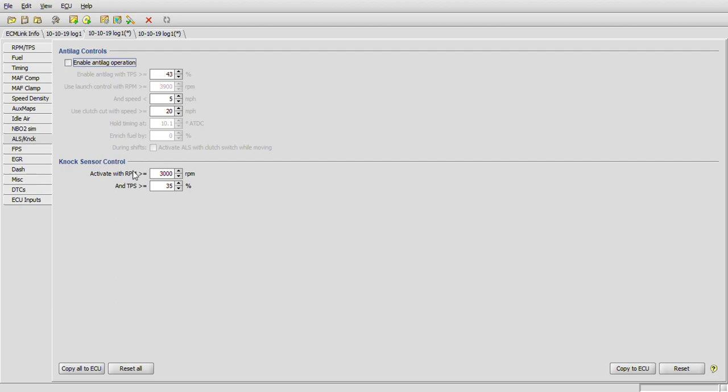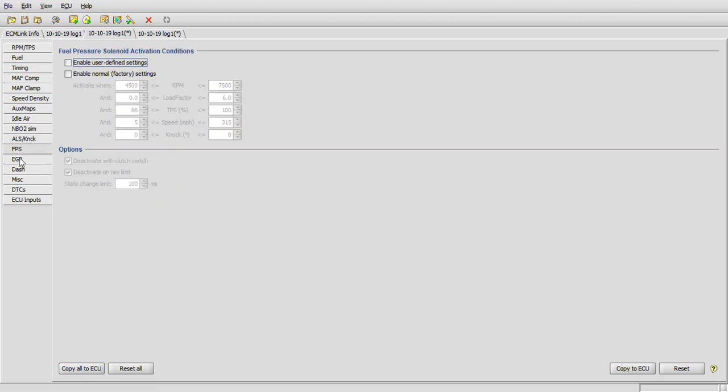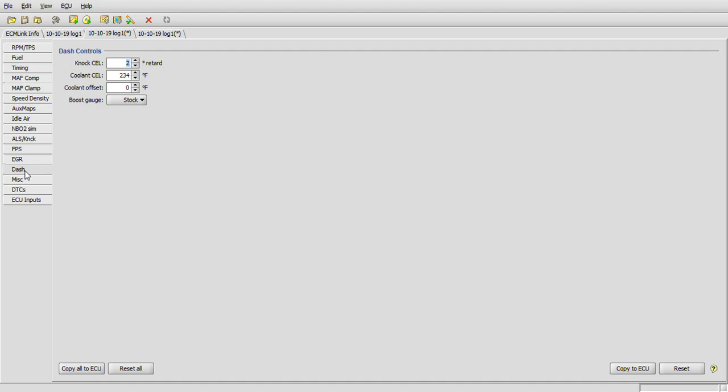ALS and NOx sensor control, these are good values probably to start with. I'd probably leave this tab alone. Fuel pressure solenoid activation, stock. EGR, stock, dash, I'd probably leave these alone for the most part. May bump the knock CEL down to 1, so you get that warning there. We're tuning for no more than 1 degree of knock if possible.